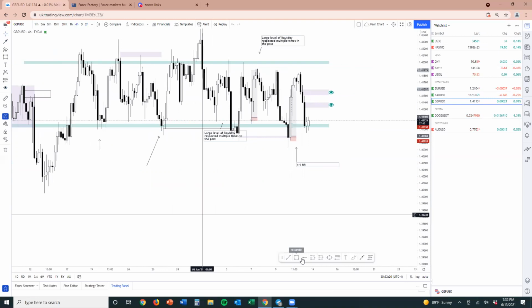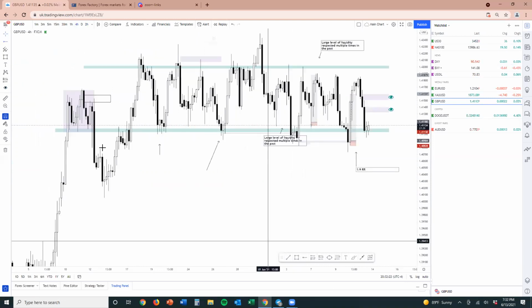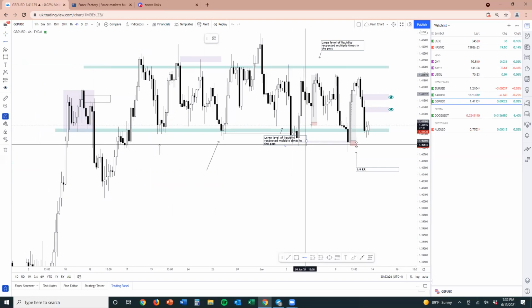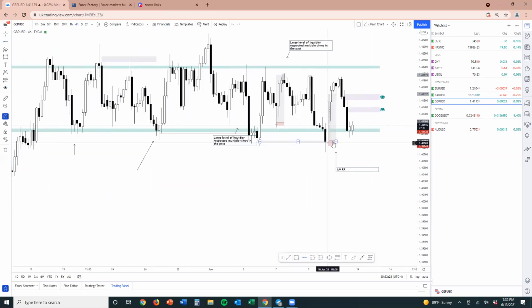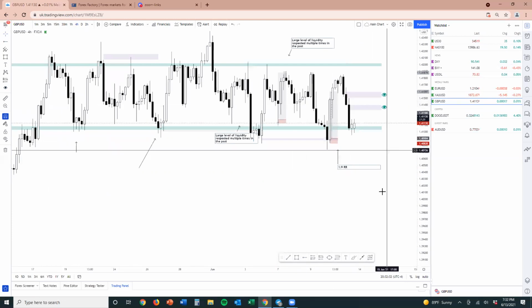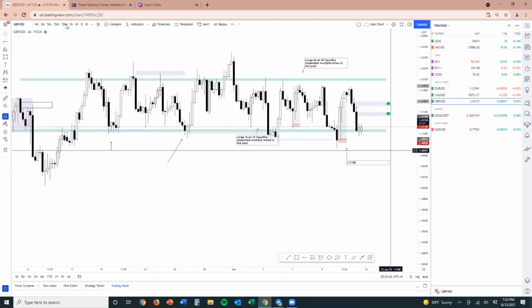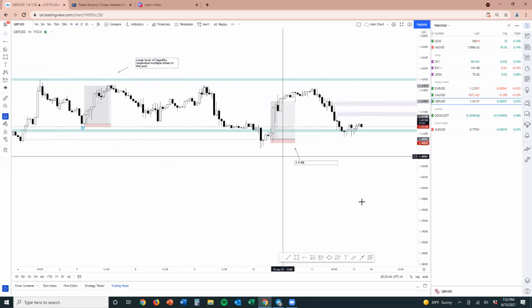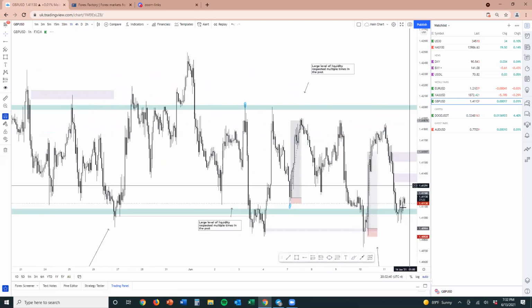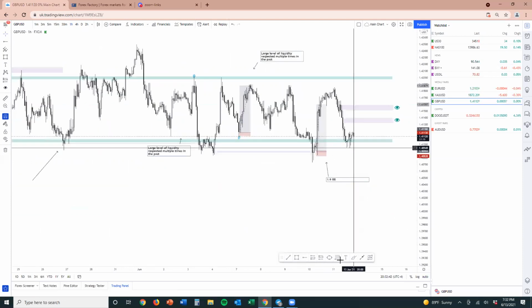So original targets will most likely be equal low areas here, equal lows right here. And then if we do see price action again continue to push down, then we can just move stops with our position. But like I said, once again, we are in an overall bearish standpoint when looking at GU for this week. So I will be majority taking sells.